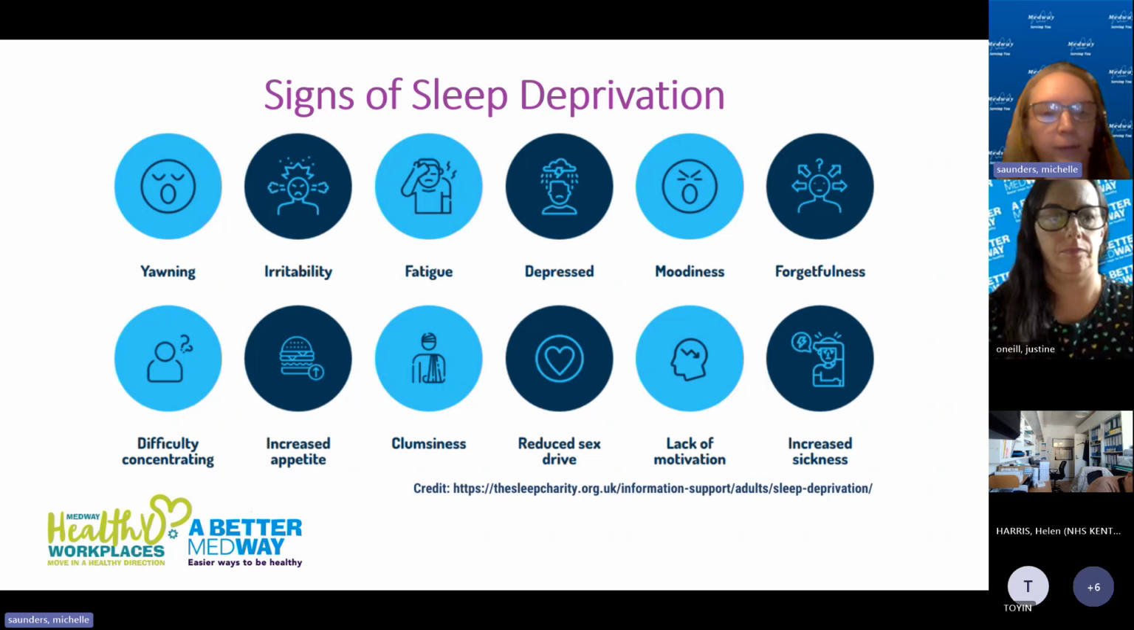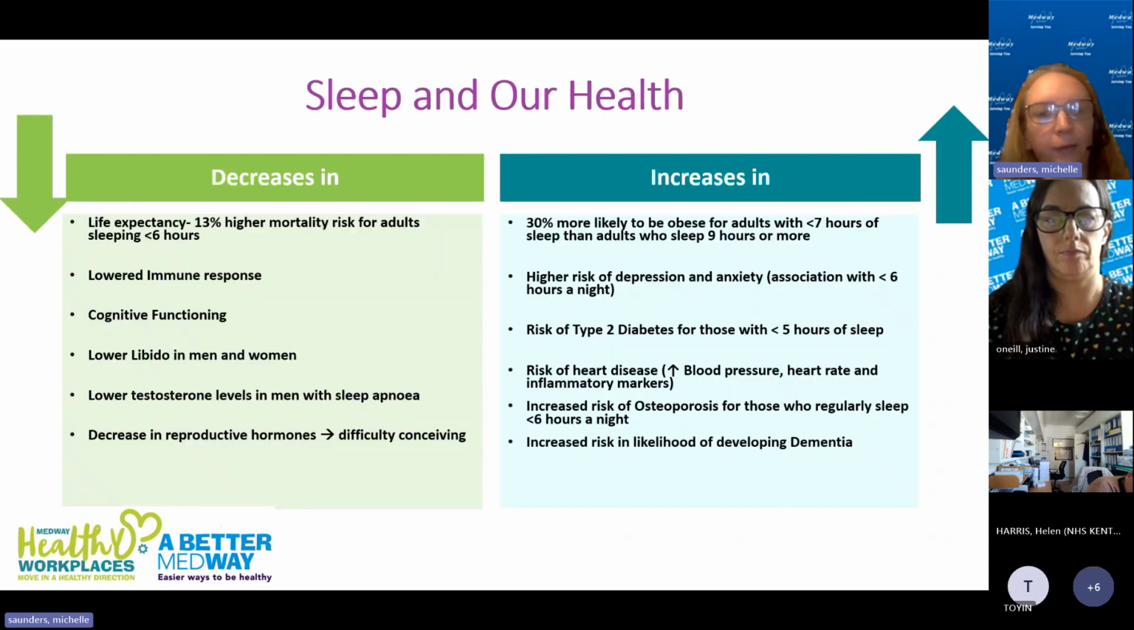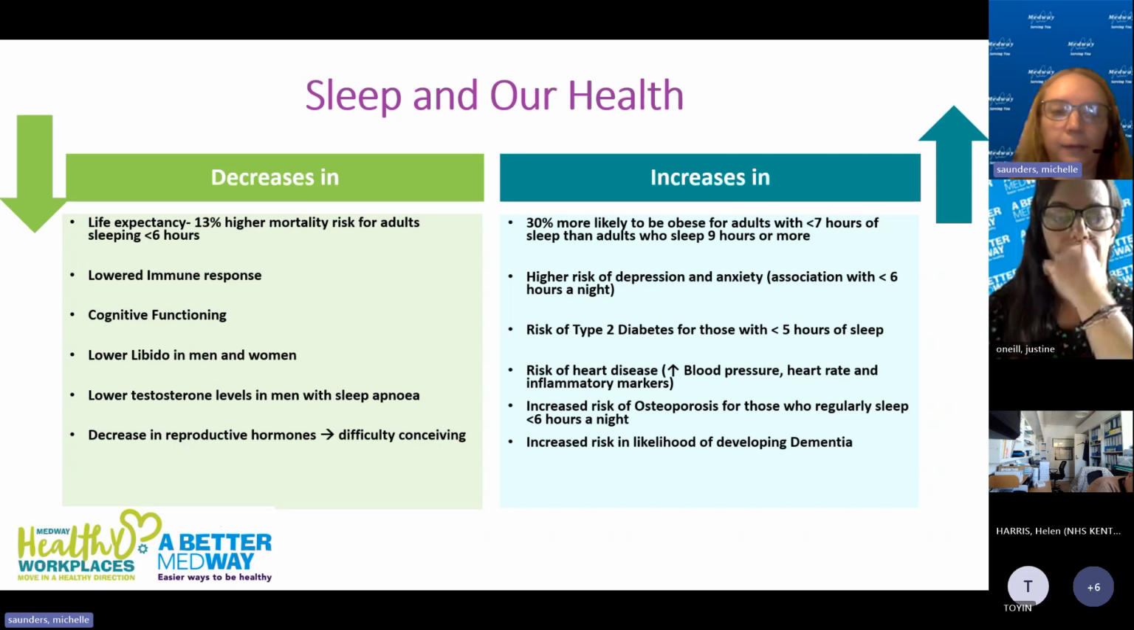So it's really important where we can to try and protect our sleep time, give ourselves that good evening routine to feel rested and relaxed before we go to bed. And it's also good for our bodies, allowing our heart and our muscles to restore. So sleep and health, there's some real impact here on not sleeping very well. So life expectancy is a 13% higher risk of mortality for adults who sleep regularly less than 6 hours a night.